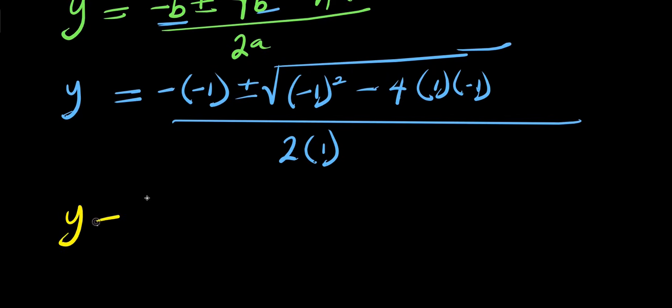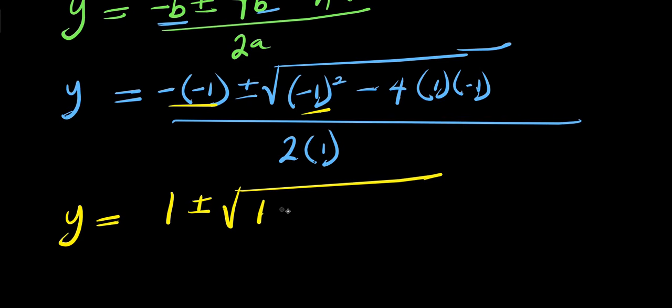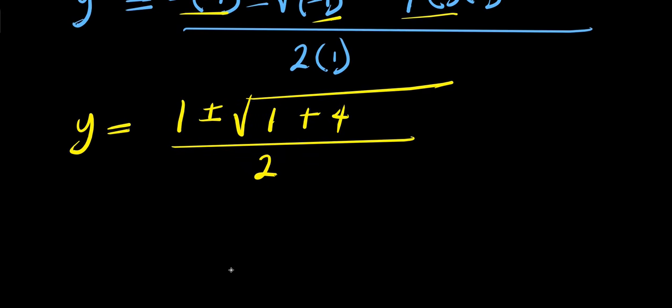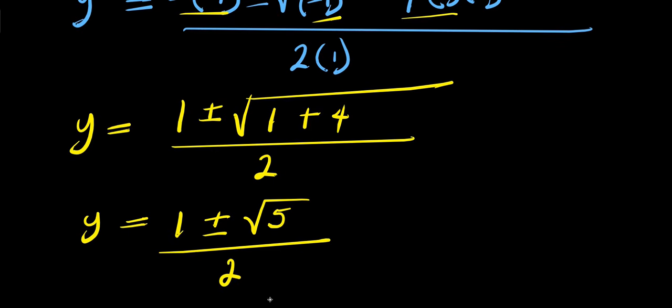Right from here, we have y equals negative times negative 1. This is 1 plus or minus square root of, this will give you 1, minus 4 times 1, 4, times negative 1, so this will give you plus 4. Divided by 2 times 1, this is 2. So from here, you have y equals 1 plus or minus square root of 5 divided by 2.